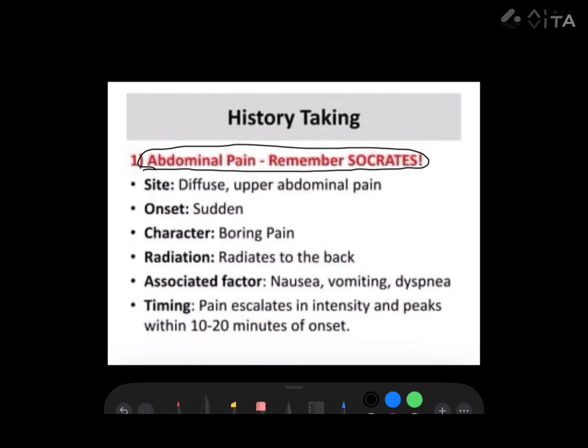SOCRATES means we can divide it into: site, meaning where the patient is getting pain, diffuse upper abdominal pain; onset, when that pain started; character of the pain, like boring pain, and radiation to the back; any associated factors, meaning because of the pain the patient is getting other symptoms like nausea, vomiting, dyspnea; and timing, like the pain escalates in intensity and peaks within 10 to 20 minutes, whether it is increasing or reducing. Everything we have to ask. Okay.